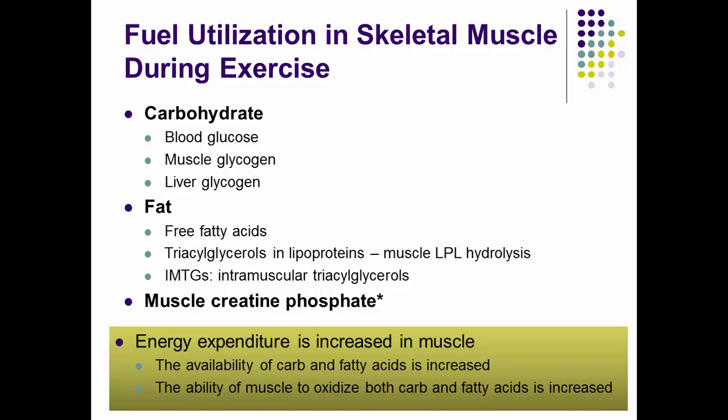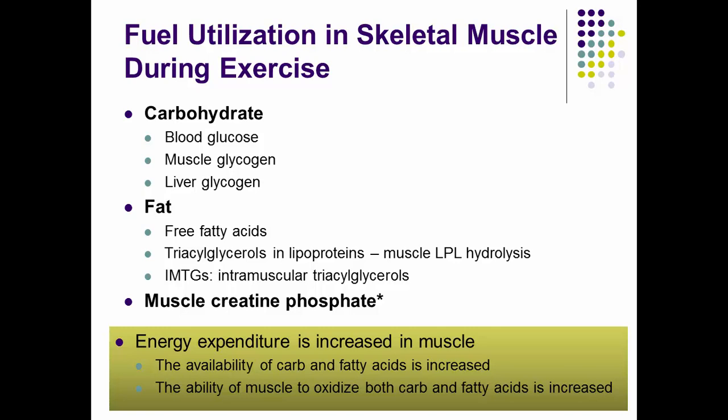In general, in addition to carbohydrate and fatty acids, the muscle can also use creatine phosphate, right? Creatine phosphate is an important energy fuel for anaerobic metabolism. Remember, type 2X fibers are anaerobic fibers, right? They have a higher content of creatine phosphate. So creatine phosphate is an important energy fuel for anaerobic metabolism in type 2X fibers.